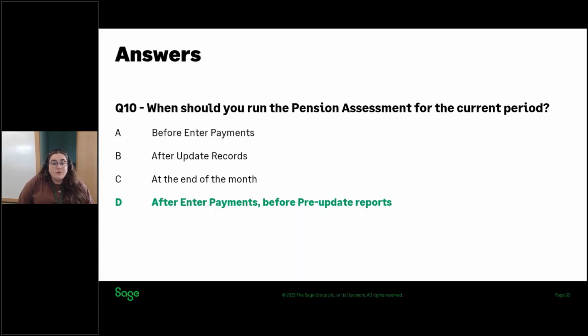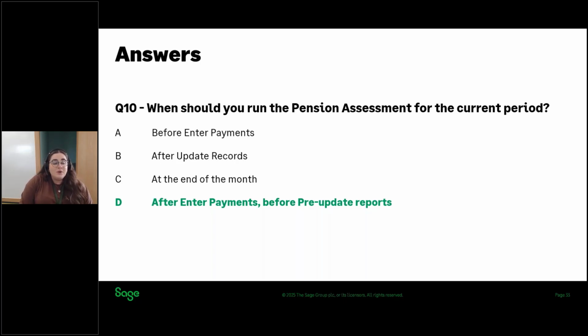This means everyone's payments will be entered, so you'll be able to assess their wages correctly. But also make sure, of course, you've checked your process date before doing so. The pension assessment should be run each time you process payroll. It is one of your ongoing duties as an employer to assess your employees each time you pay them, and the pension assessment makes that nice and easy for you. Well done to those of you who got that correct.